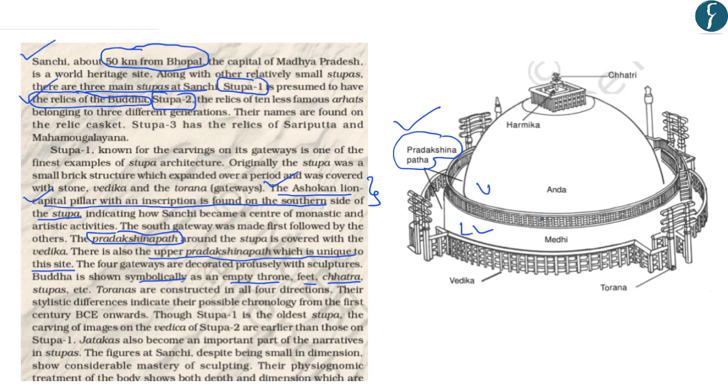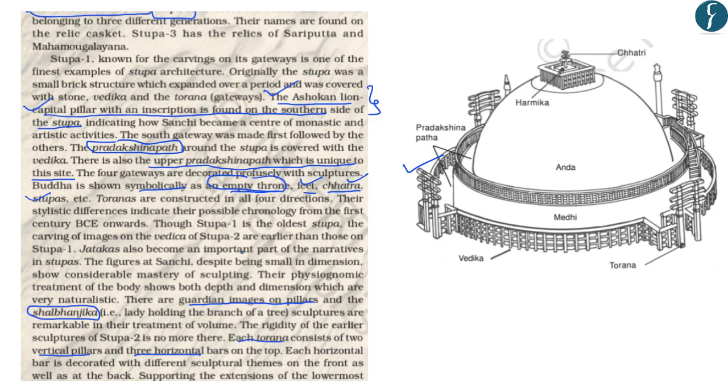Now the four gateways which are known as the Toranas are decorated and Lord Buddha is depicted symbolically on these Toranas. And he has been depicted symbolically such as an empty throne with his feet, chhatra and stupas etc. And on these Toranas there are guardian images which are known as the Shalabhanjikas or the ladies who are holding the branches of a tree. So this is also another important aspect of this Sanchi Stupa.